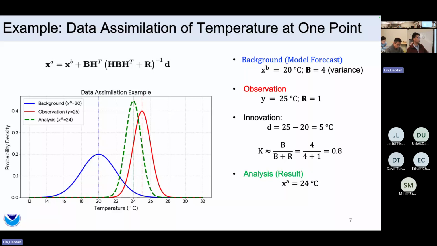And then I'm using these figures to show how we represent this. You can see this blue curve indicates the model estimate with the best estimate of 20 degrees, as well as the uncertainty. This represents the observation, the best estimate with uncertainty. You can see once we use the equation to get the analysis, it's not pushed all the way to the observation, because it incorporates the uncertainty information from both the model and the observation to get the best estimate. So that's what data assimilation is about.